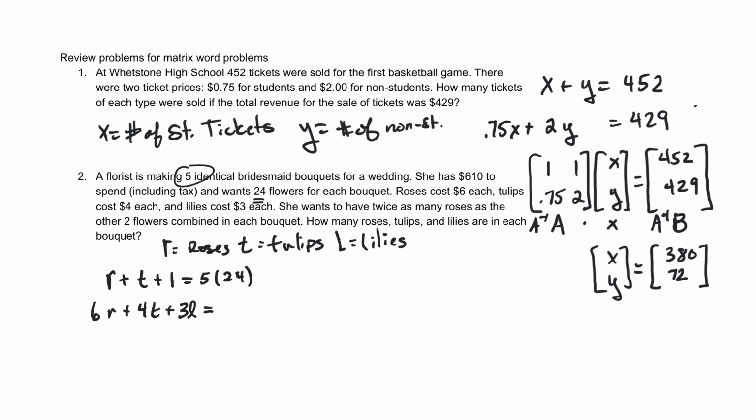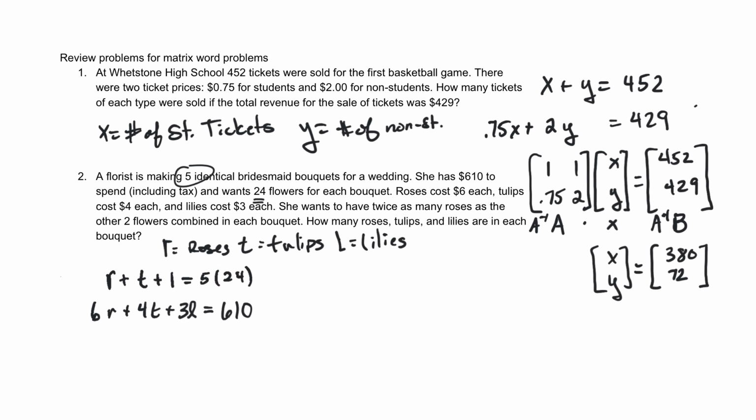Equals the total amount of money that I have to spend, which is $610. It'd be great if I could make that work out to exactly 610. In real life, that's probably not going to happen, but just go with it. In this case, I have to have one more equation. Remember, I told you that for every variable you have to have at least one equation. So I've got an R, a T, and an L.